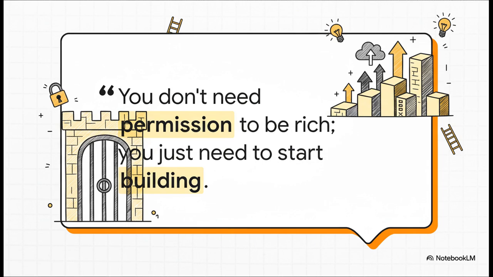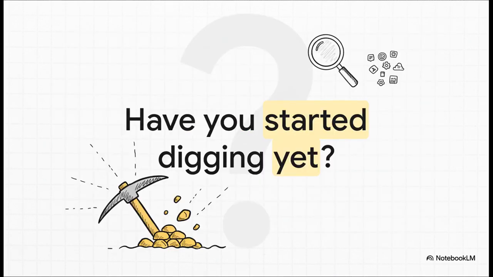And that brings us to this final, really powerful idea. See, in the old world, you needed permission for everything, from banks, from bosses, from gatekeepers. In this new world, you don't need permission to be rich. You just need to start building. The internet is a gold mine. And the best part is, it will never, ever run out of gold. So the only real question left is, have you started digging yet?